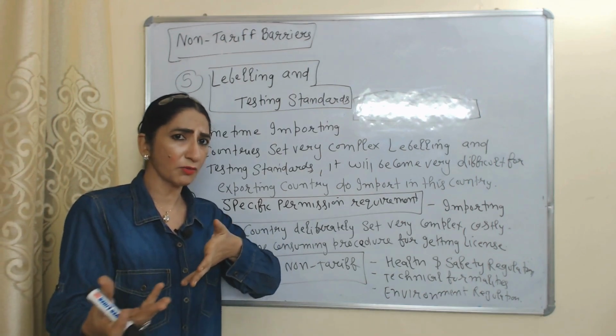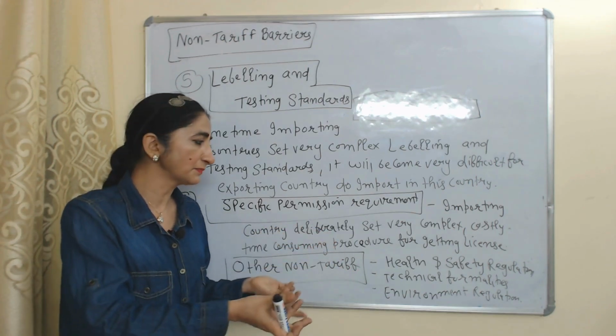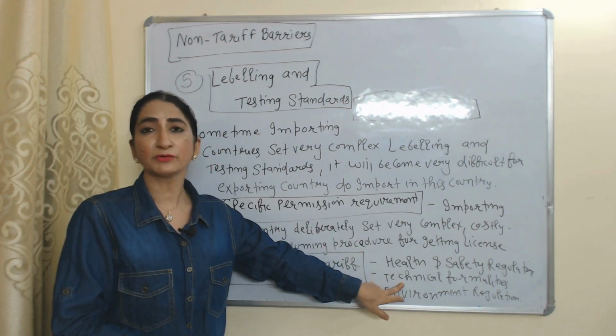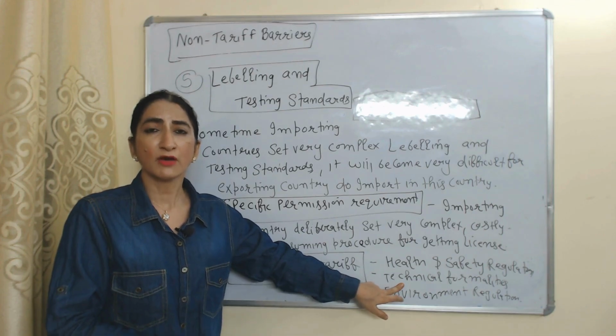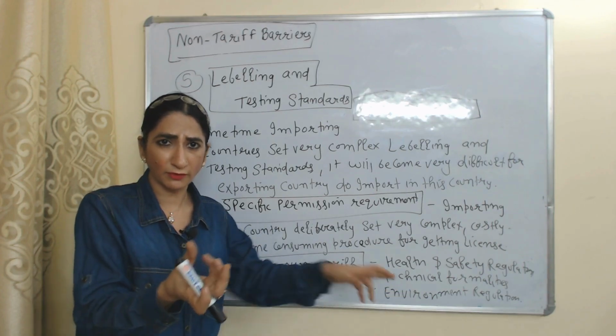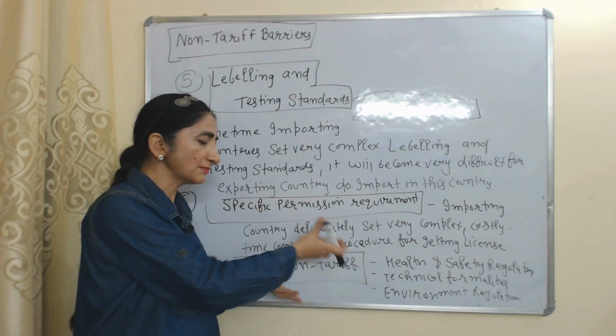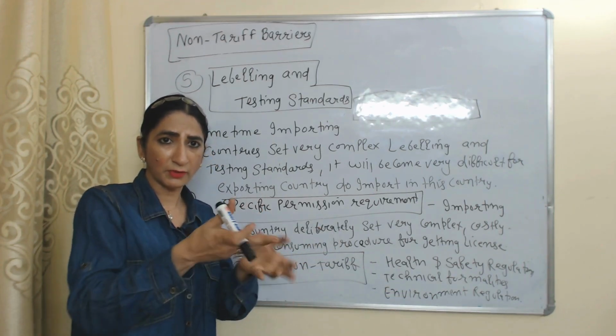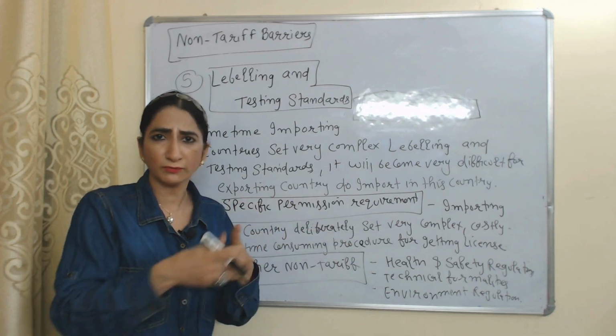Next non-tariff barriers include health and safety regulation. Sometimes a country does not allow a product because it is not good for health, and sometimes the exporting country has to face many technical formalities. For example, what kind of raw material and process procedure they use for making this product, and sometimes a country doesn't allow import of a product because it is not good for their environment.